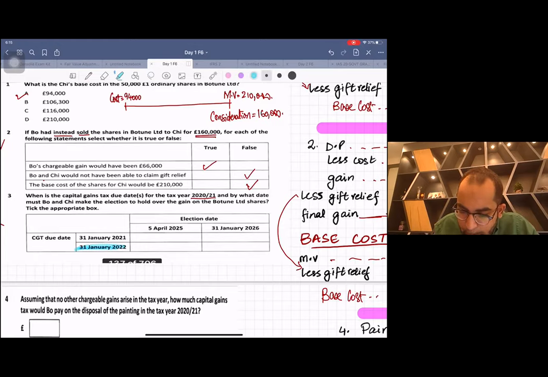By what date must Bo and Chi make the election to hold over the gain on Botion Limited shares? Listen, this is a separate thing. The election for gift relief is 4 years from the end of the fiscal year. Go slow. Our fiscal year ends on 5th April 2021. Add 4 years, so from 5th April 2021 it's 5th April 2025. So this is the answer. Where the matrix meets this block, 31st January 2022 is the CGT due date and the claims due date is 5th April 2025.